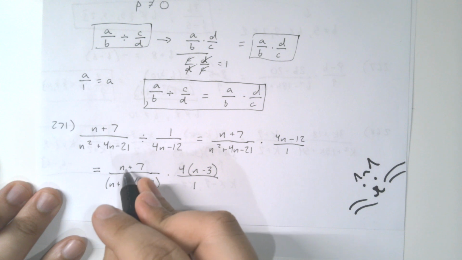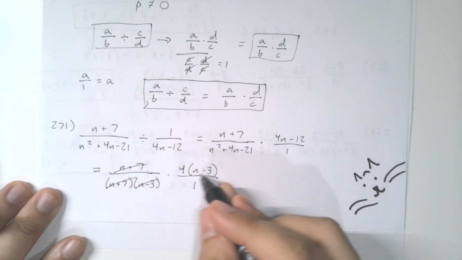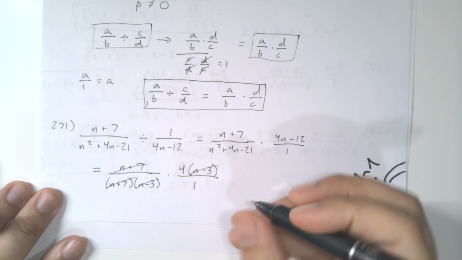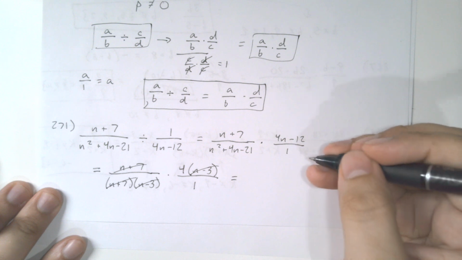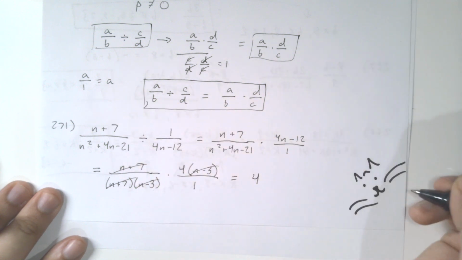Canceling our common factors, we have an n plus 7 and an n plus 7. And we have an n minus 3 and an n minus 3. All that leaves us with is 4 over 1. And anything divided by 1 is itself, so this is just equal to 4.